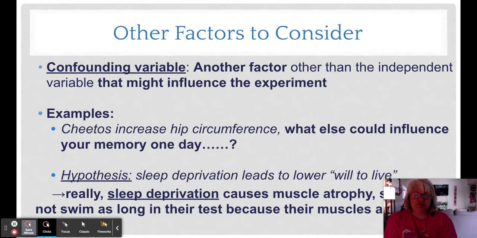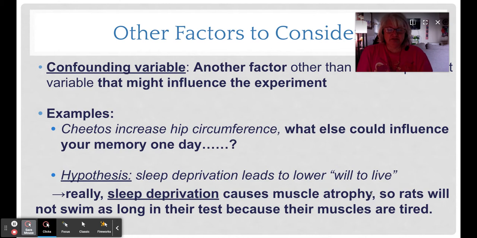What if we look at the one about the rats, right? Sleep deprivation causes the rats to lose their will to live, when in actuality, it's actually causing muscle atrophy. Atrophy meaning like they don't work as well. And so the muscles that the rats are using to swim are actually really tired, and therefore they can't swim as long. So is it actually changing their will to live?